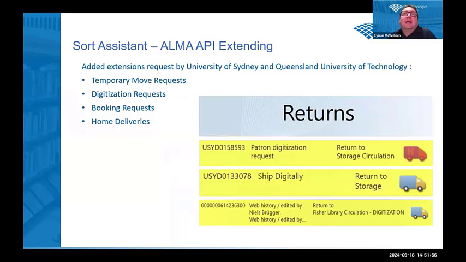Further development was done to extend our handling of some of the specific cases that University of Sydney and QUT had. That included temporary move requests, digitisation requests, booking requests, and requests for home delivery. So there was initial development done to actually handle these specific cases when those flags came through on the API return results.